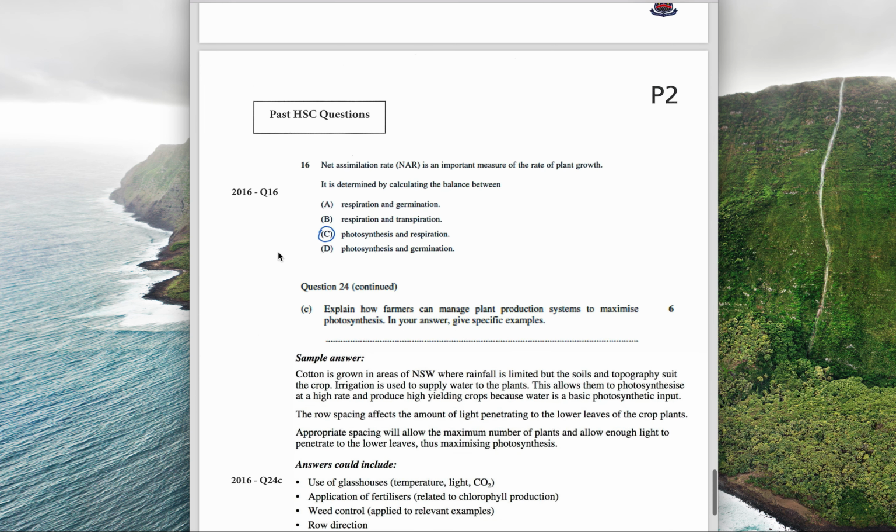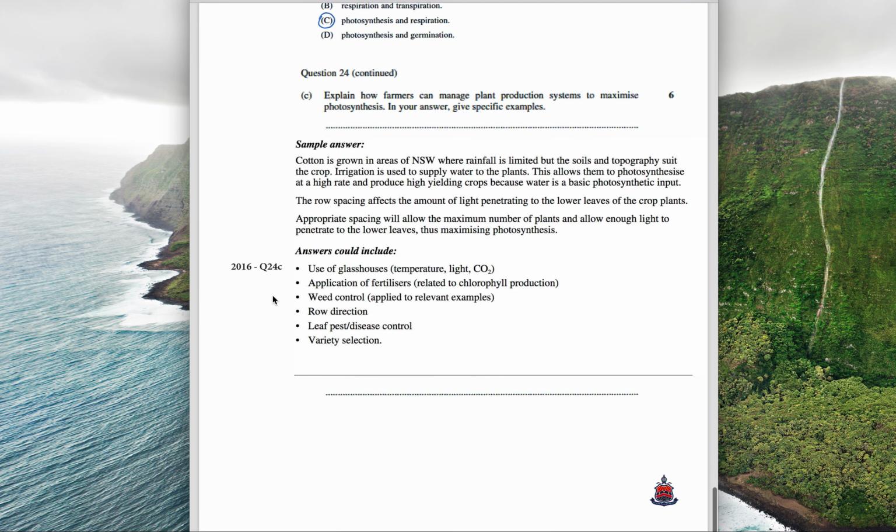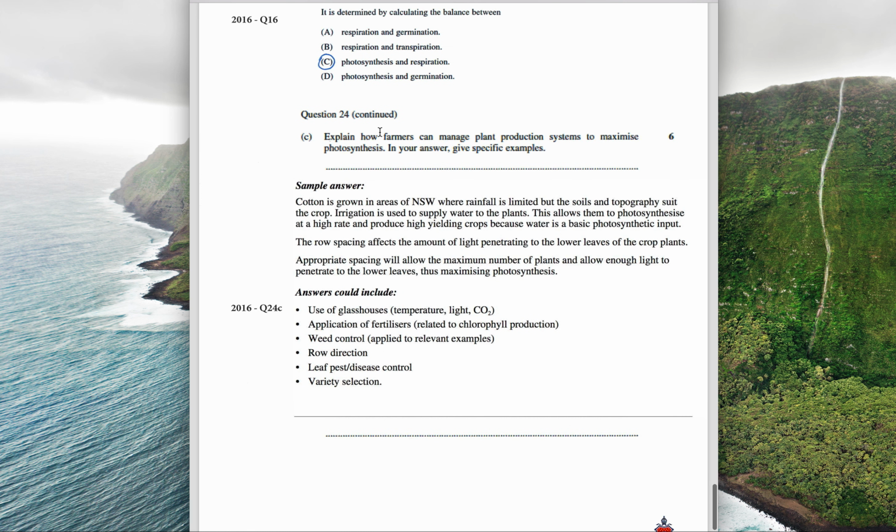Looking at the 2016 question here, net assimilation rate, again asked about, is an important measure of plant growth. It is determined by calculating the balance between photosynthesis and respiration. So it's photosynthesis minus respiration. This here is an example of a past question, a written answer one, not a multiple choice one.